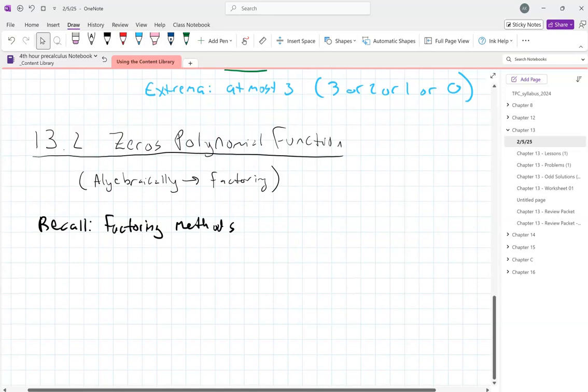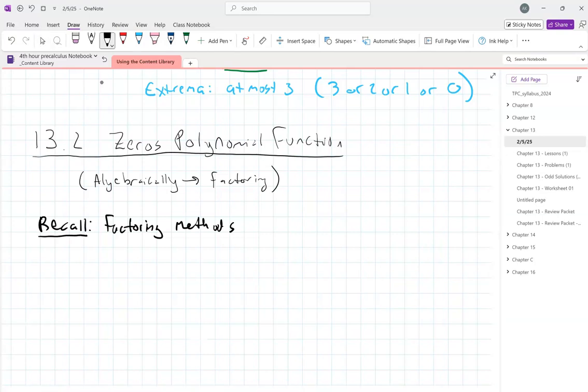So before we get going, I just want to list out some of the factoring techniques that you guys should already be familiar with that we're going to kind of review here in a moment. So you have the difference of two squares. I've abbreviated that as DOTS, difference of two squares, i.e. a squared minus b squared is equal to a plus b times a minus b, right?